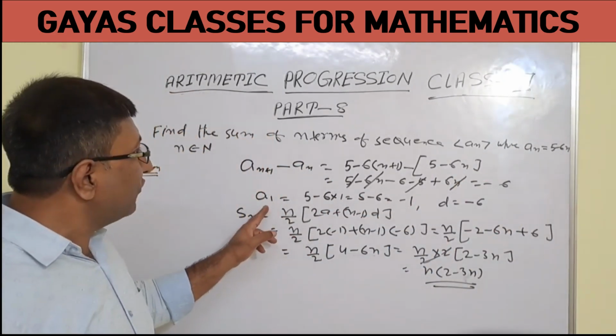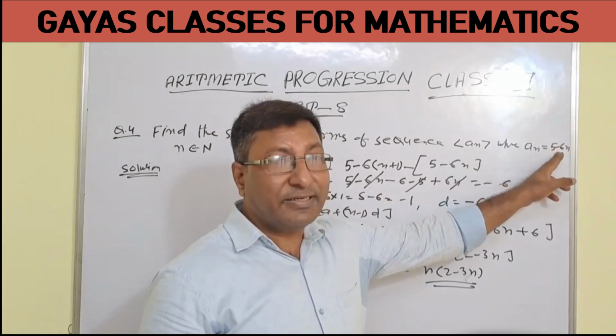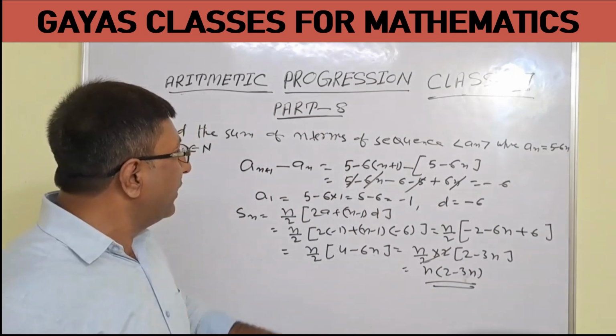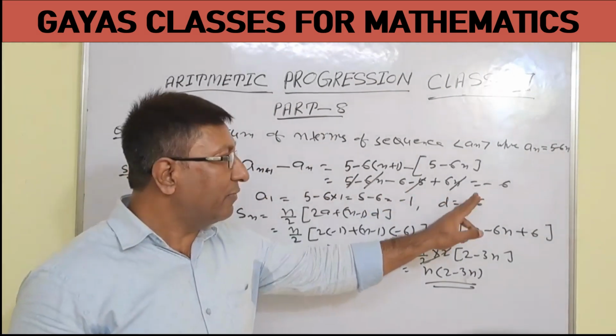So what is the first term? a_n is 5 minus 6n. So a1 means 5 minus 6 into 1, that is minus 1. The common difference we already found, it is minus 6.